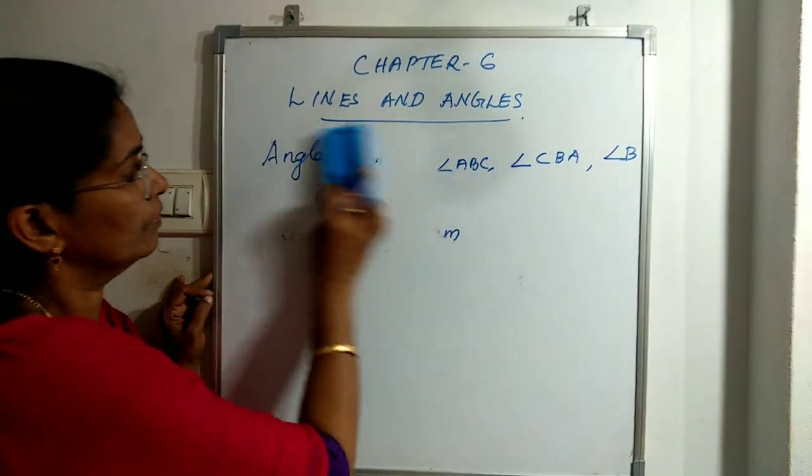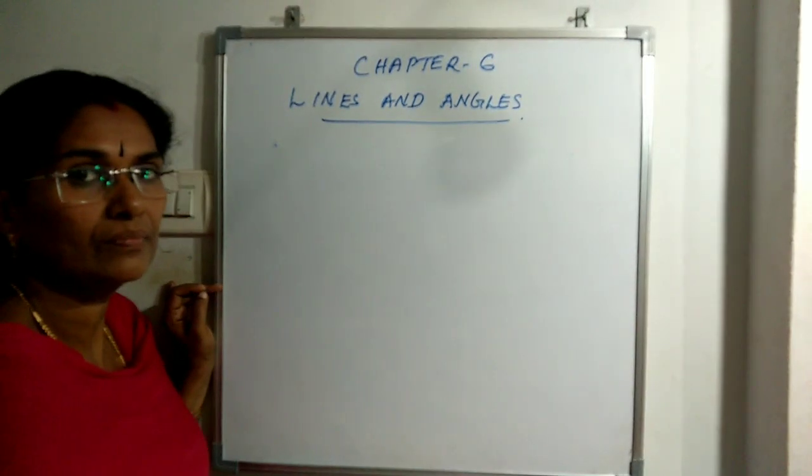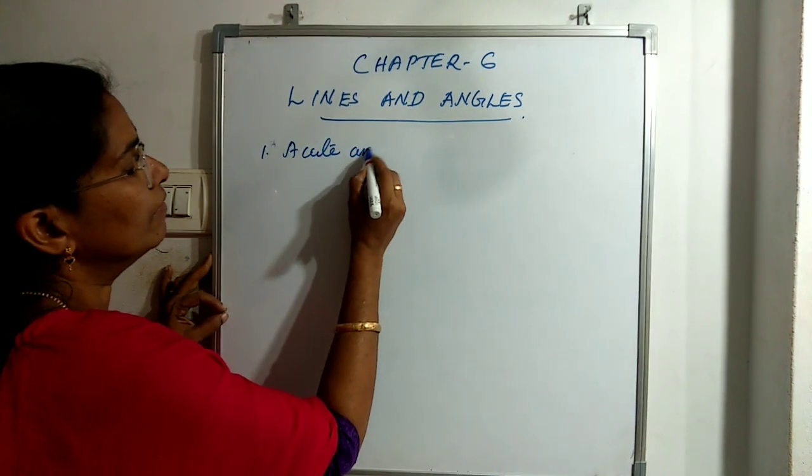Now, you already learned different types of angles. Which are they? The first one is the acute angle. What is an acute angle?